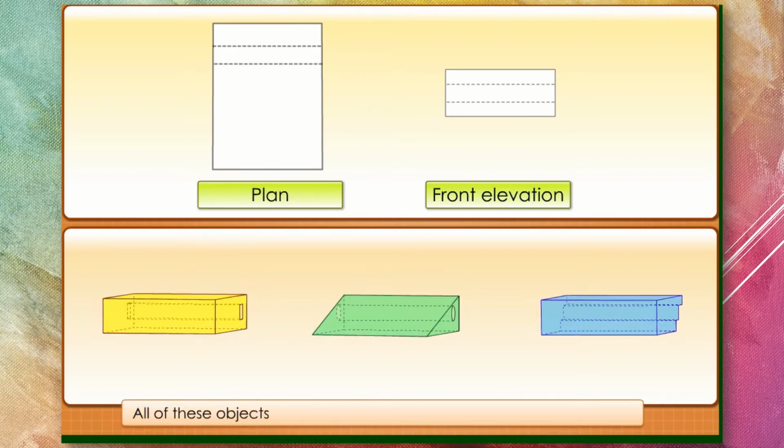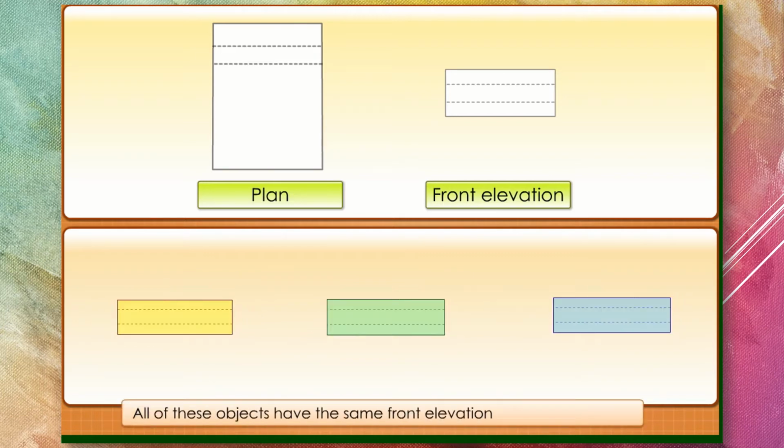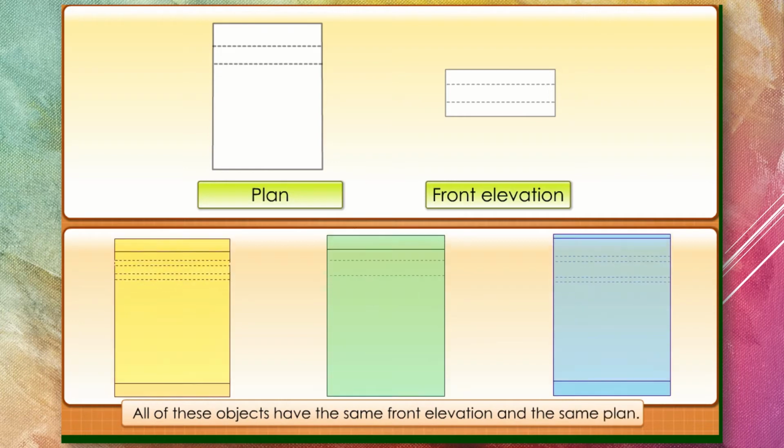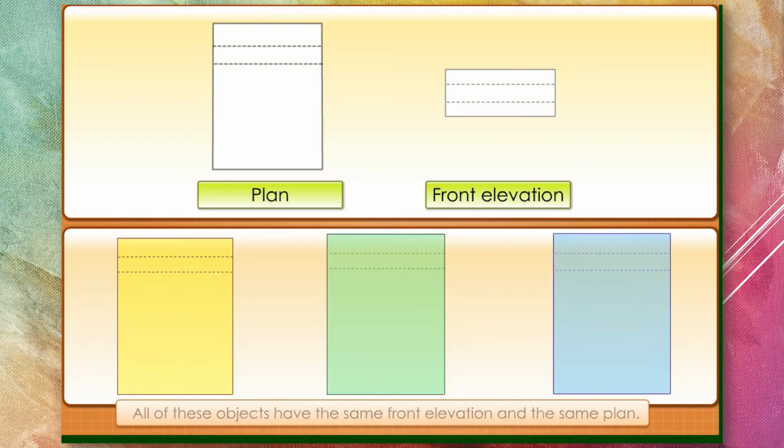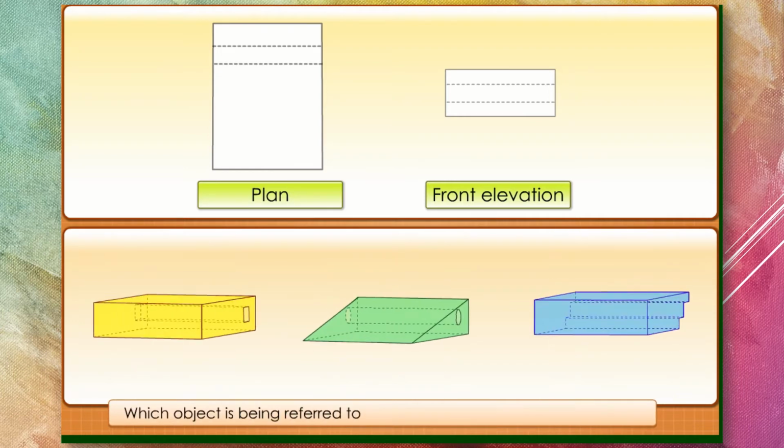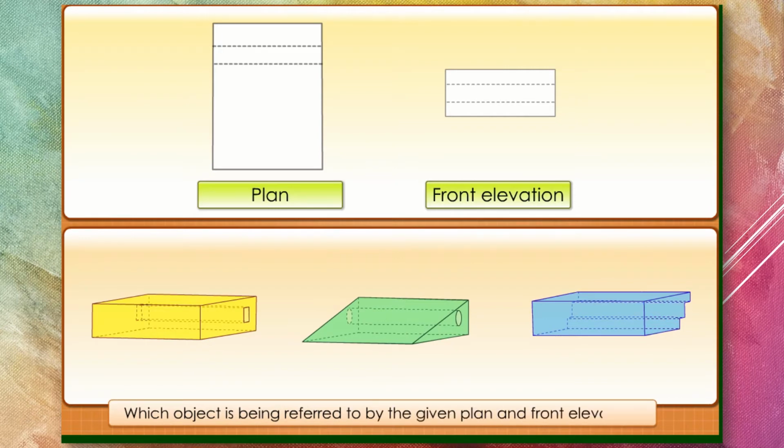All of these objects have the same front elevation and the same plan. How do we determine which object is being referred to by the given plan and front elevation? We already know what the object looks like from the top view and the front view.